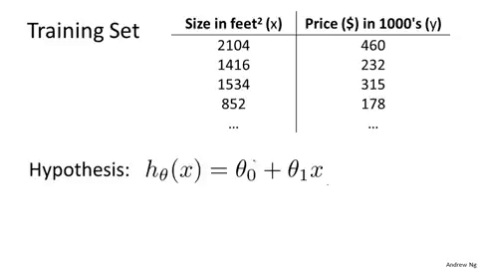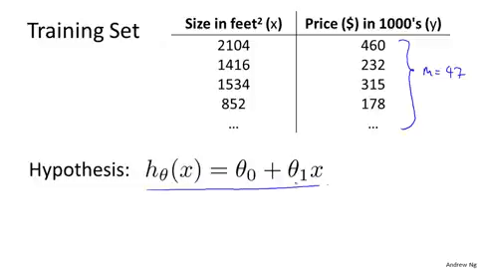In linear regression, we have a training set like that shown here. Remember our notation, m was the number of training examples, so maybe m equals 47. And the form of our hypothesis, which we use to make predictions, is this linear function.